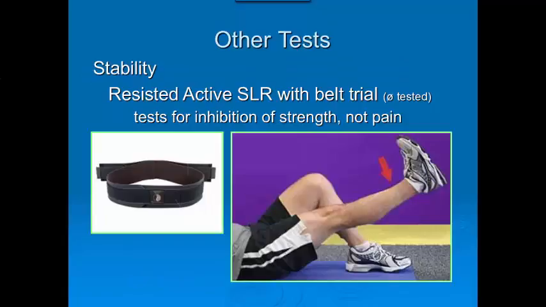A test for stability of the SI joint is the resisted active straight leg raise, where the patient is asked to hold the leg in a straight leg raise position against an isometric challenge while testing for strength, both without and with an SI joint belt. This is commonly used to ascertain SI joint instability and or the appropriateness of using an SI joint belt.